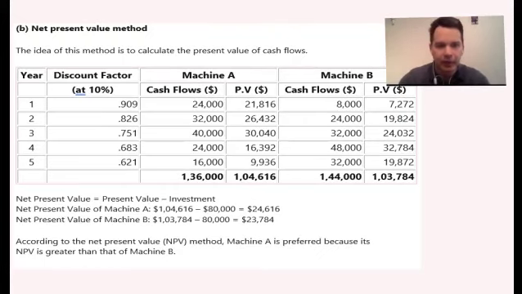So now let's talk about the net present value method. The idea of this method is to calculate the present value of cash flows, right? We talked about money having a present value and a future value. So we have year 1 through 5, and again we use a standard discount factor at 10%. Let's take a look at machine A. So the cash flow is $24,000.